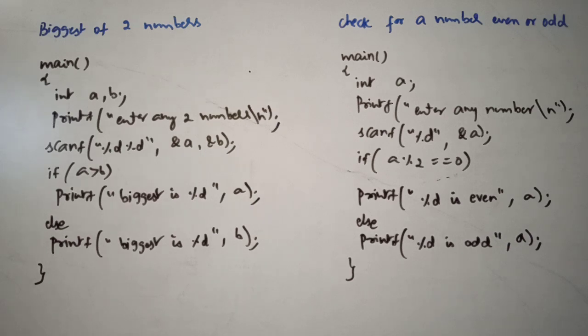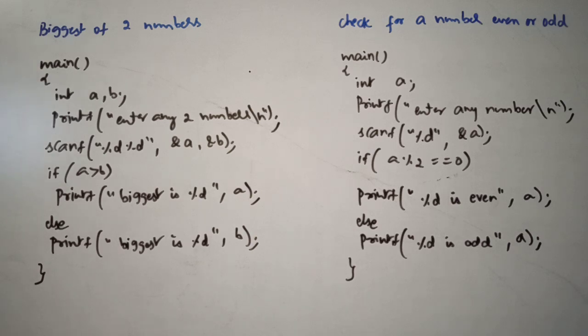I have given two regular programs. One is to find the biggest of two numbers, the other is to check whether a number is even or odd. For the biggest of two numbers, you take any two variables like a, b, x, y, m, n, anything. Here a and b are declared as integers, and we use scanf to read the data from the keyboard. What is the condition? a greater than b. If a greater than b is true, it means the biggest is a. Otherwise, that is else, b is the biggest.